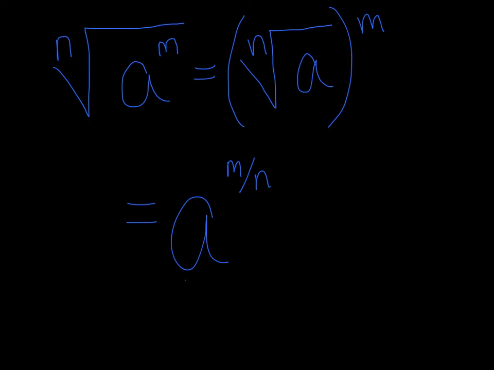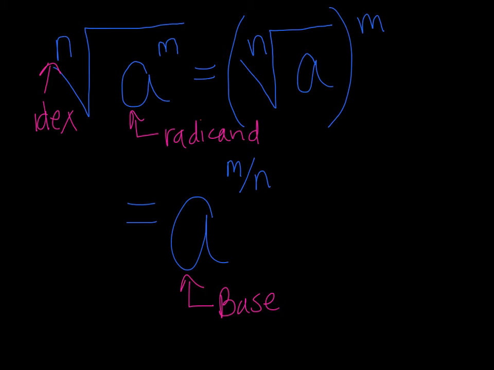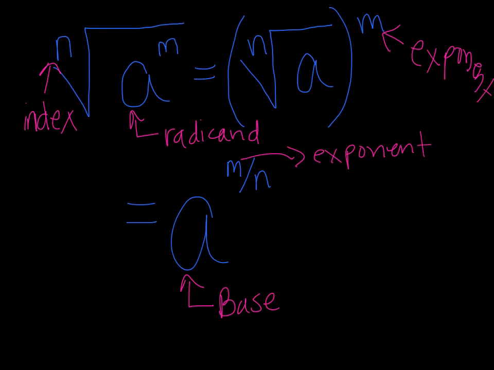So remember, once again, a is our base, and here it is called our radicand. Here we have our index. And here we have our exponent, which same as we saw before, exponent was our numerator. And our denominator was our index. Let's try some examples with this.